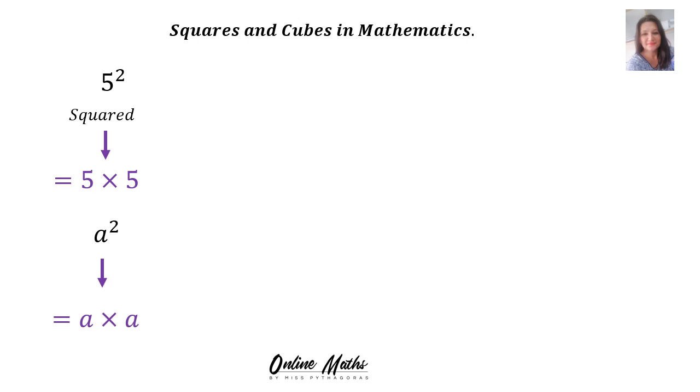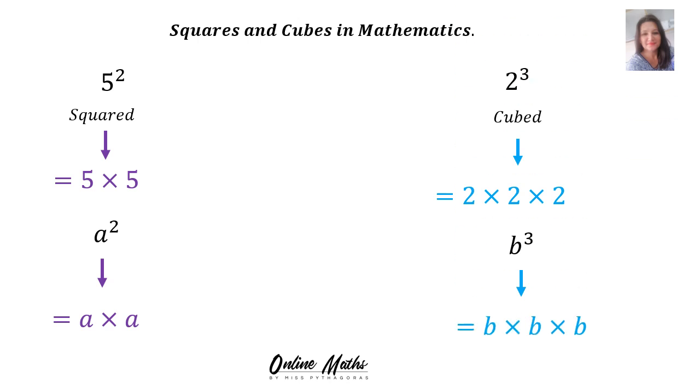A times itself twice. This one, 2 to the power of 3, is read as 2 cubed. And that one means 2 times 2 times 2. And then in algebra, when I give you b cubed, it means b times b times b.